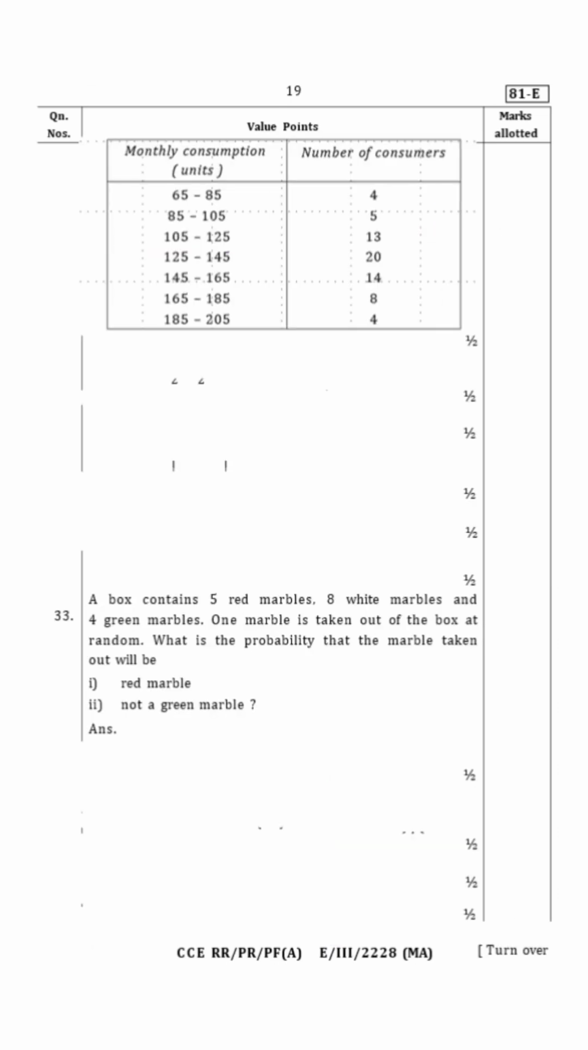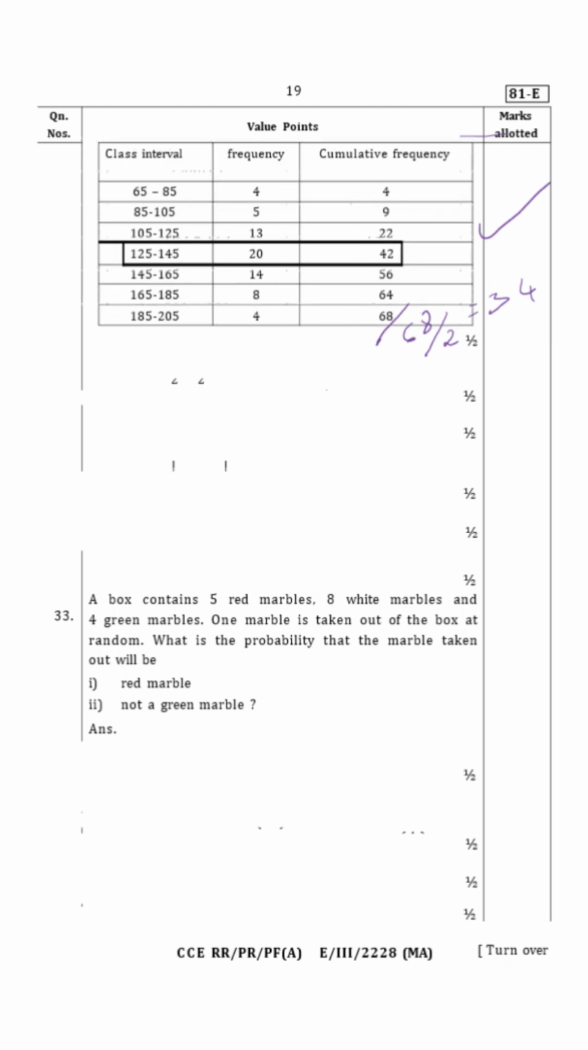Now let us calculate median for this data. Here n is 68, so n by 2 is 34. Now we have to calculate cumulative frequency also. We have to add one more column. So we have calculated the cumulative frequency in the last column. 34 falls under this cumulative frequency. So frequency is 20. This is frequency.